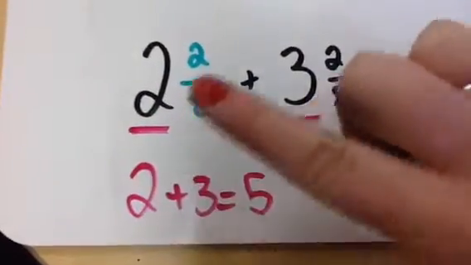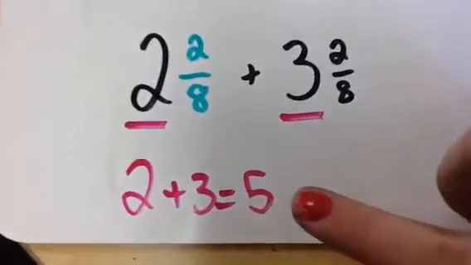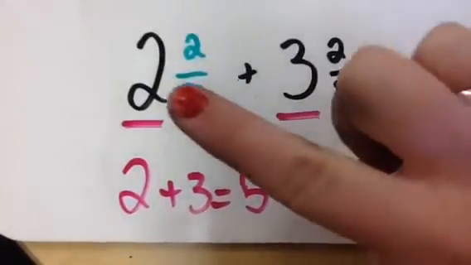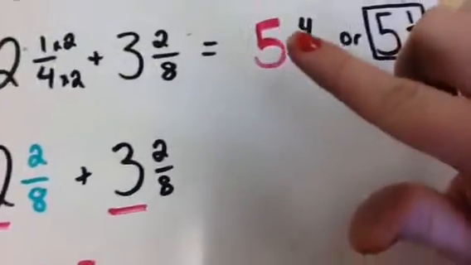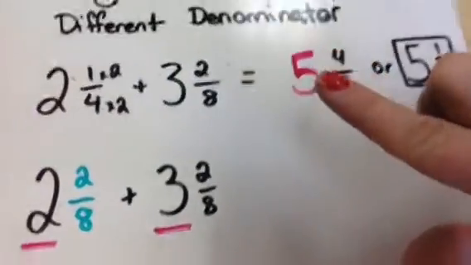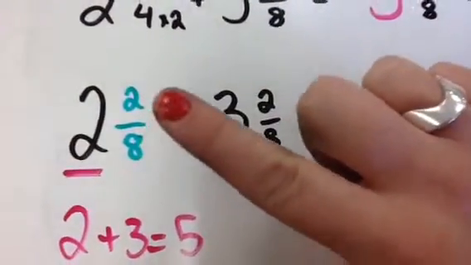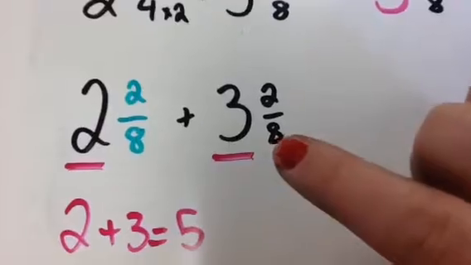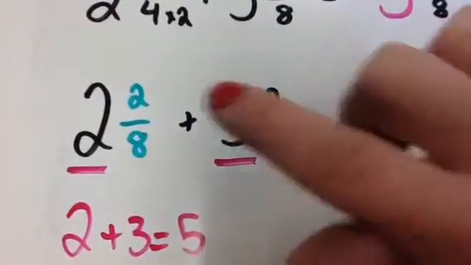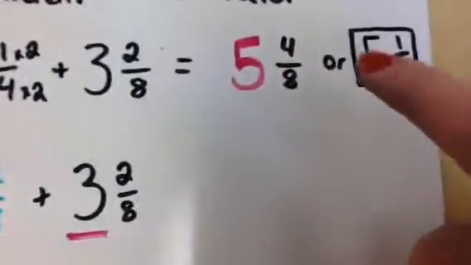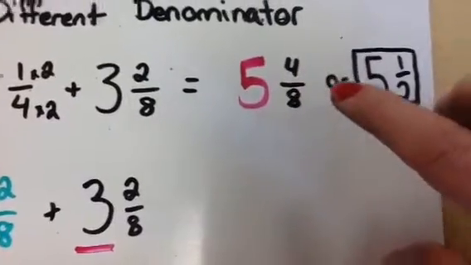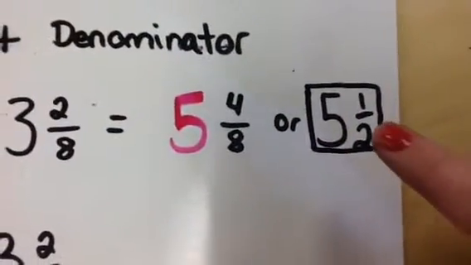Then I'm going to just ignore the fractions for now and add my whole numbers together. 3 plus 2 is 5. So 5 is my whole value. Then I'm going to look at my fractions. Since the denominator is the same, that's going to remain the same as well, and I'm just going to add my numerators. 2 plus 2. I get 5 and 4/8, or in simplest form, 5 and 1/2.